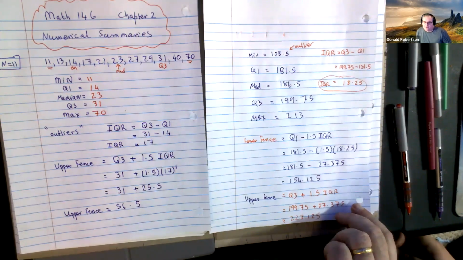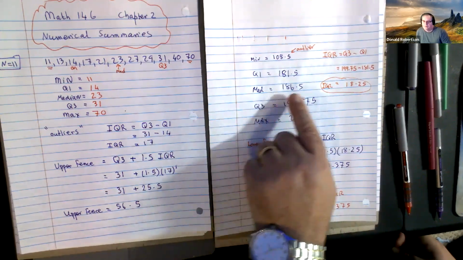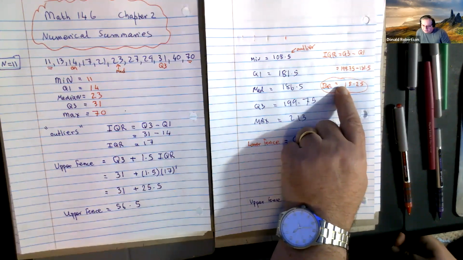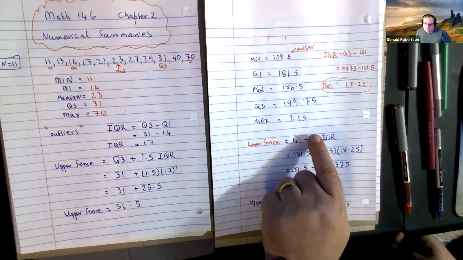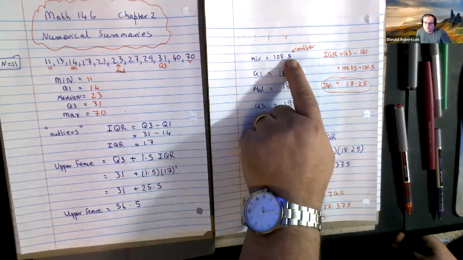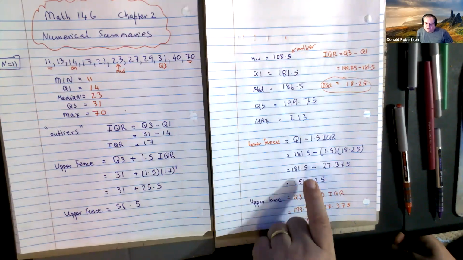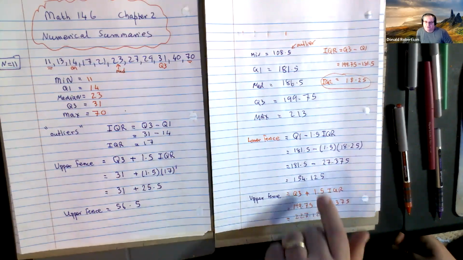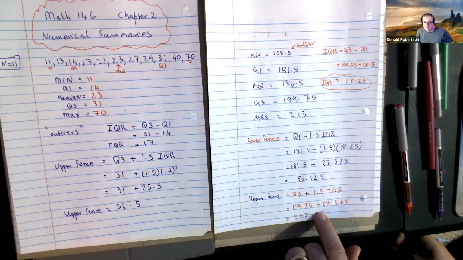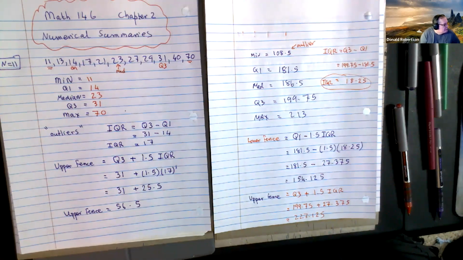Are we cool with that process then, right? The five-figure summary, we use it to get the interquartile range. We then find the lower fence and find out if you are smaller than the lower, you're an outlier. We then get the upper fence, and if you are bigger, which in this case you're not, then you're not an outlier.